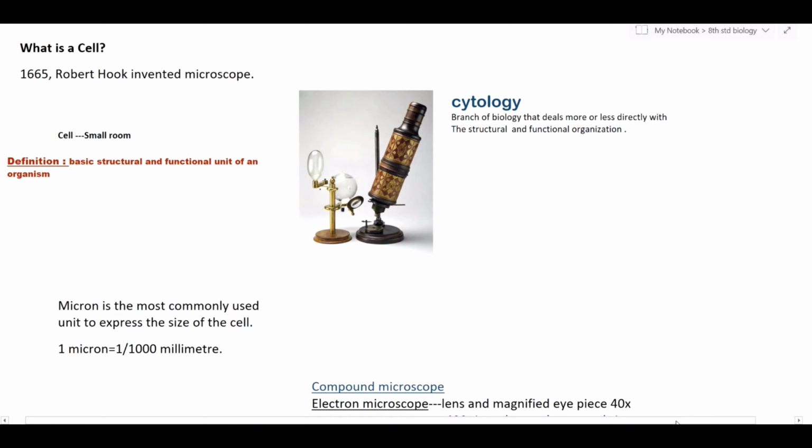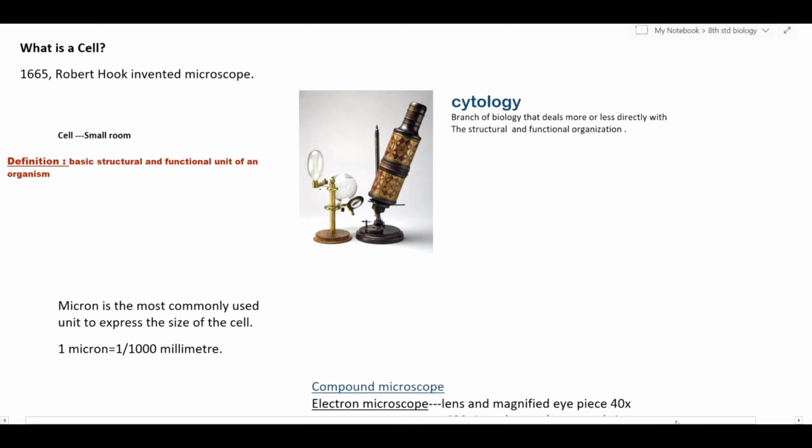In earlier days, cytos meant hollow place. The scientific definition of cytology is the branch of biology that deals more or less directly with the structural and functional organization. Micron and Angstrom are the units used to measure the size of the cell. These are very minute in size, which we cannot see through our naked eyes.